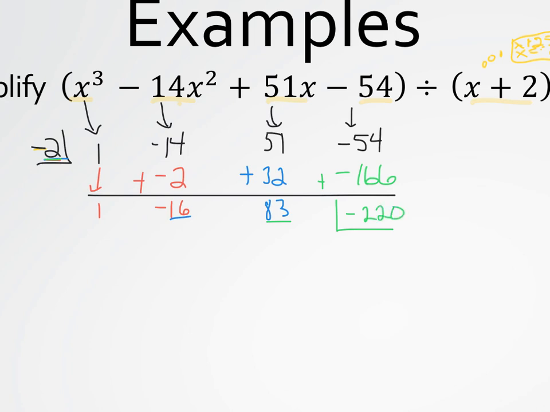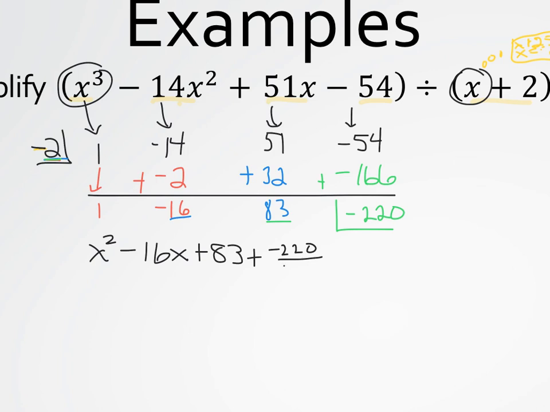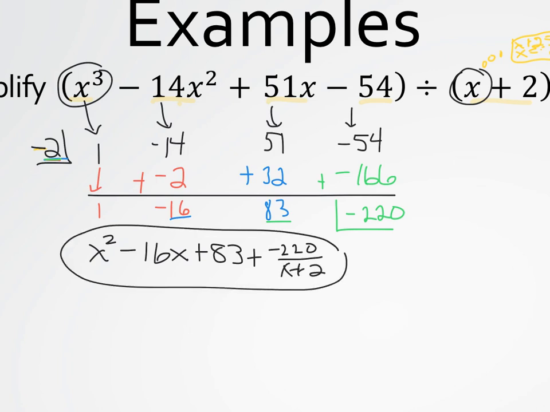Okay, so all that's left for us to do is to write our final answer. So remember, if I take an x cubed and I divide by an x to the first, that means the power of x for my first term is squared. So we'll have x squared minus 16x plus 83, and then we have our remainder, negative 220 over what we divided by, x plus 2. And that's it. The end.